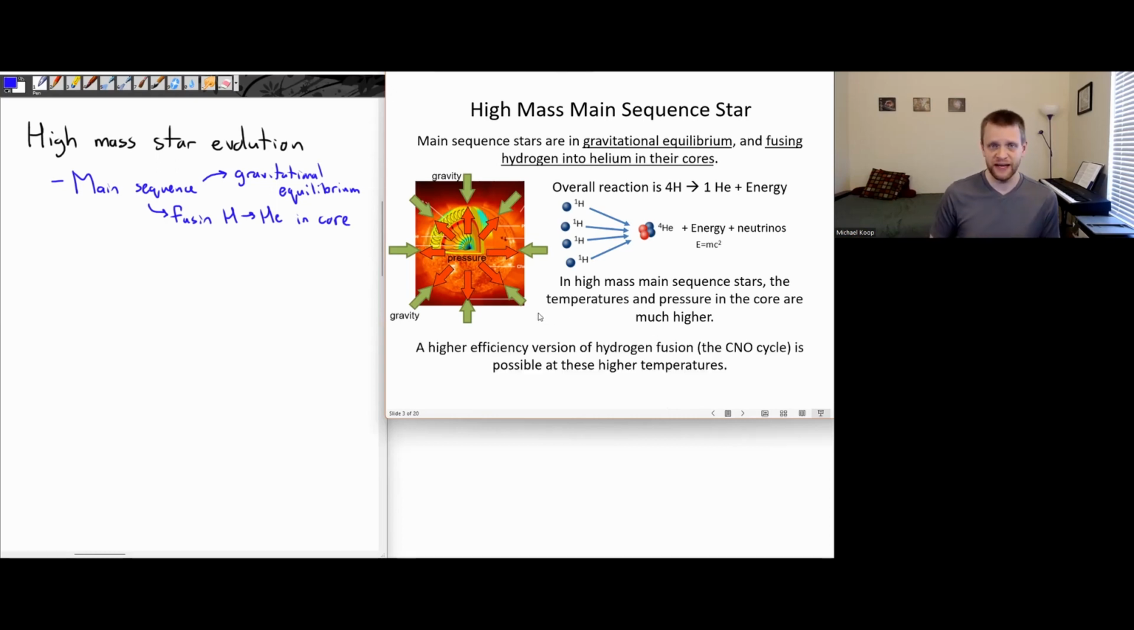And at these higher masses, at these higher temperatures and higher densities, there's actually another version of hydrogen fusion that's more efficient than the proton-proton chain that we talked about for low mass main sequence stars. We said that low-mass main sequence stars are powered by hydrogen fusing via the proton-proton chain. In these high-mass stars, this is going to be via something called the CNO cycle. So what is this CNO cycle?